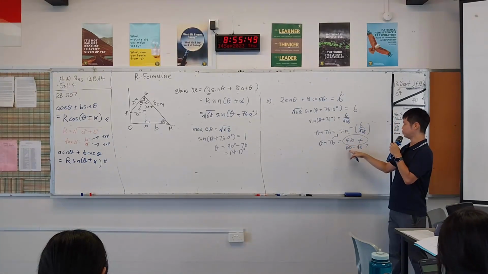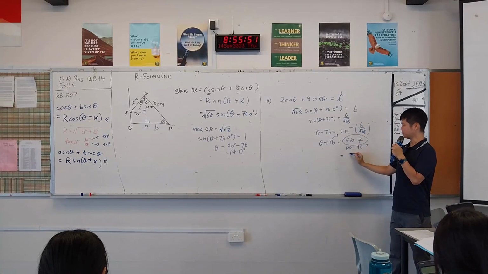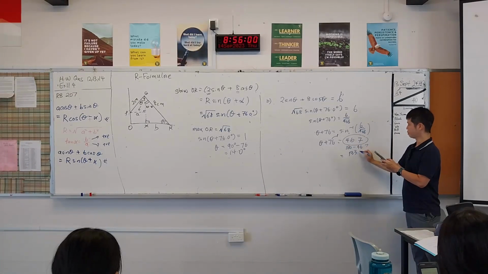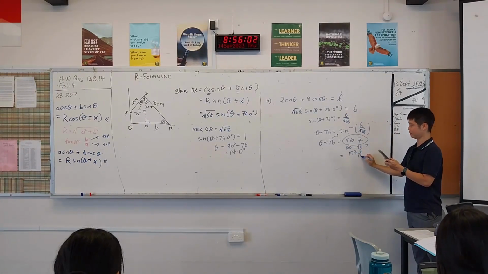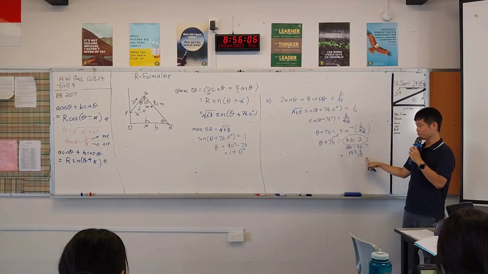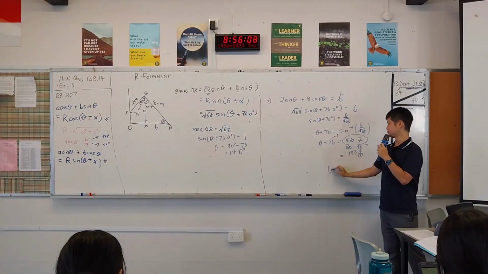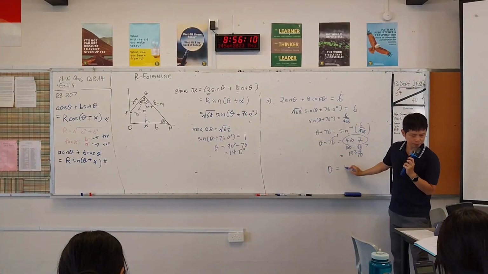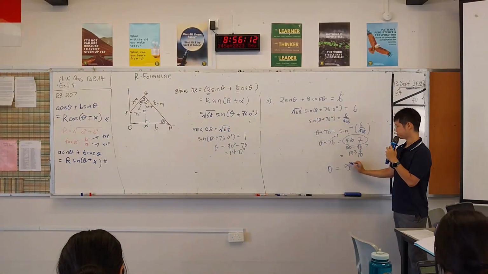So for me, I will usually just use 180 minus this. I'll get it's 133.3, right? Okay, so you get 133.3. Then you minus 76. And the answer will be 57.4.